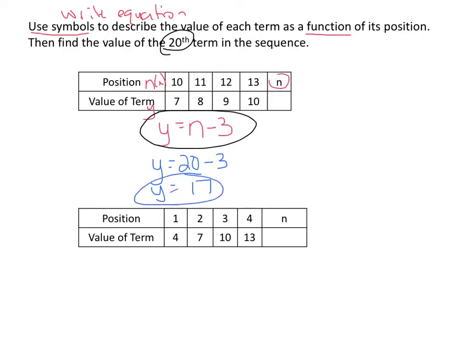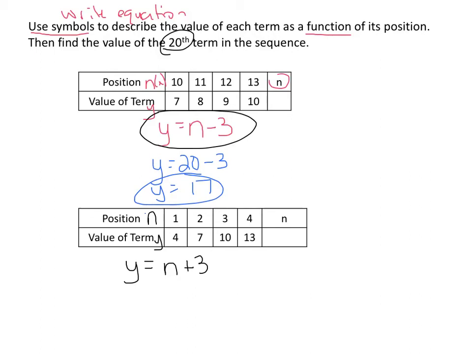Now I want you to pause the video and just try the next one on your own. It might be a little challenging, and that's okay, but I just want you to try something and see what you come up with. So once again, remember our position is our n. Our value of our term we're just going to call y. So what am I going to do to n to get my y term? So for example here, what can I do to 1 to get to 4? Well, if you think of the previous one, maybe I'm going to add 3.